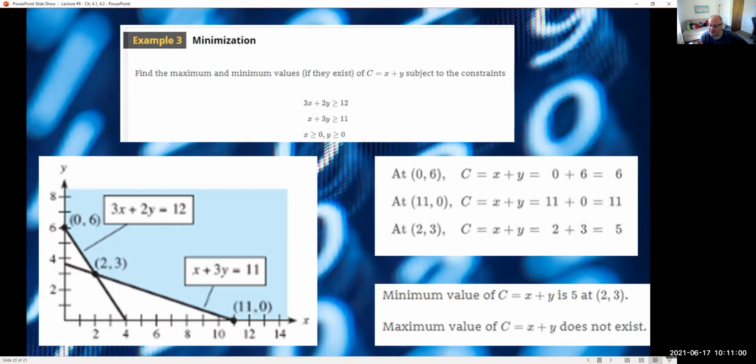Anyway, so as you can see, we're going to say the minimum value of C, of course, is 5 because of the point (2, 3), and the maximum value does not exist. There is no max because we have an unbound region.